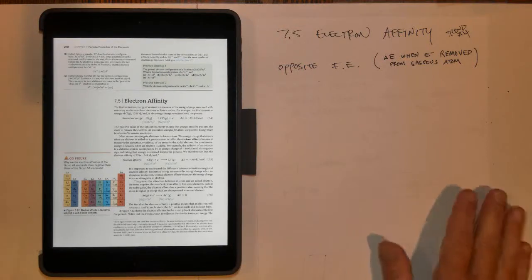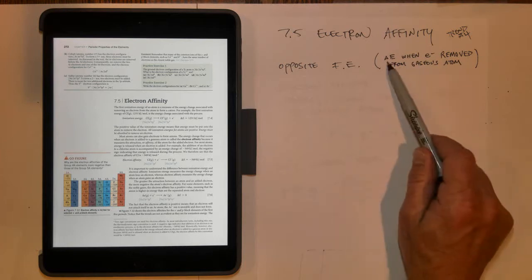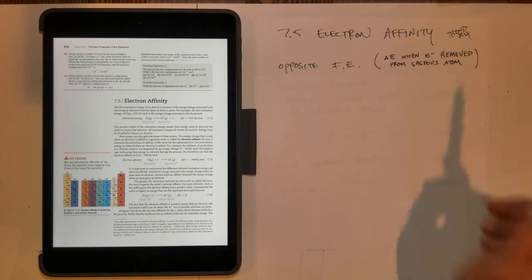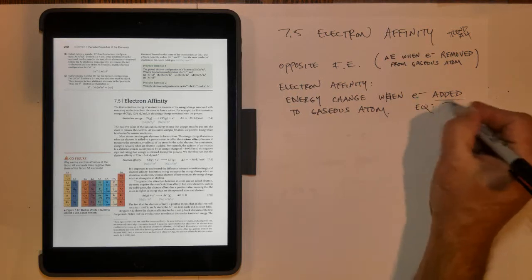All right, in this one we'll look at a fourth trend in this chapter. This one's called electron affinity. Electron affinity is the opposite of ionization energy. Remember, ionization energy was the energy that it took to remove an electron from a gaseous atom. Ionization energy is the energy needed to remove an electron from a gaseous atom. But electron affinity is the energy change when an electron is added to a gaseous atom.